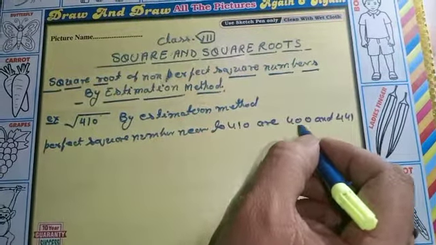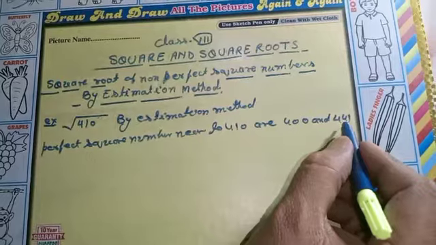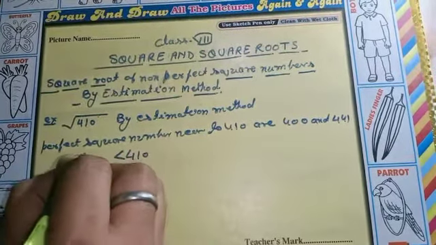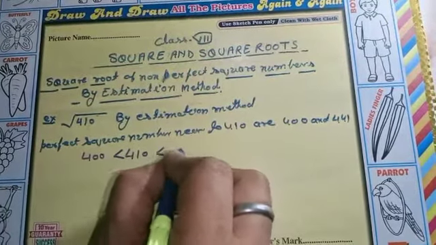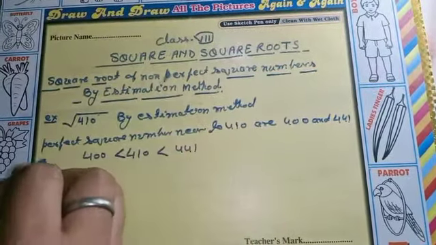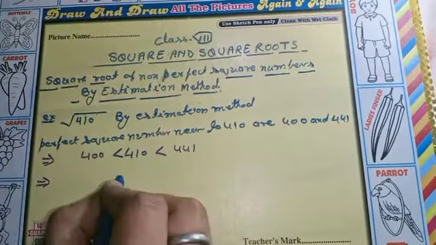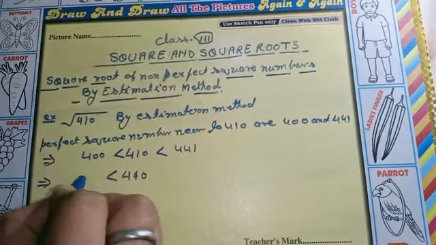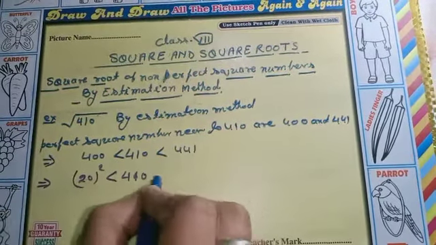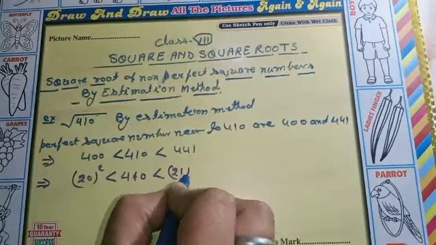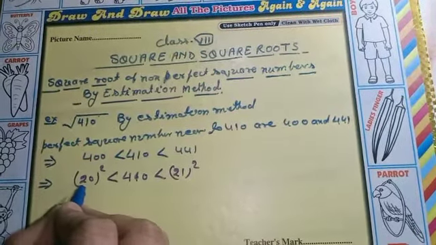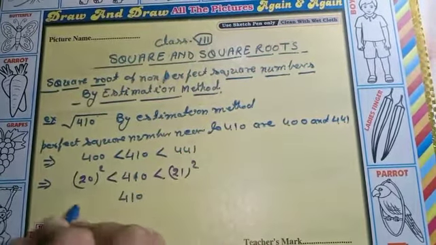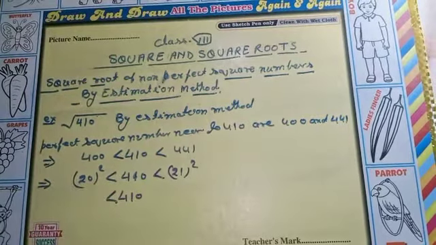400 is the square of 20, 441 is the square of 21. So the first step: 410 is greater than 400 and less than 441. Now write down the squares: 410 is greater than the square of 20 but less than the square of 21. Here we increase 20 and decrease 21.